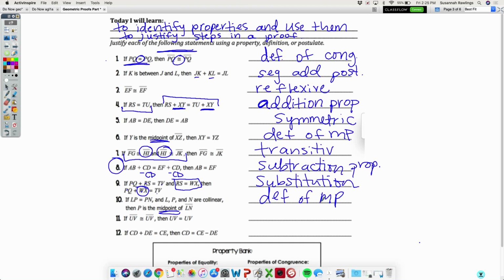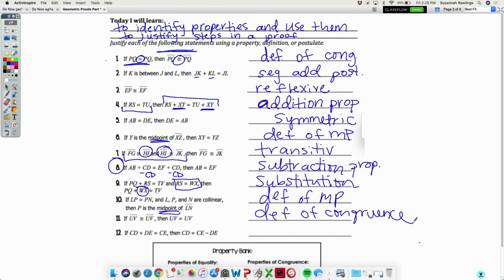Okay, number 11 should have been pretty simple. The only thing that changed there was the symbol. Dakota, what do you think for that one? Very good. Definition of congruence. The only thing that changed was the symbol.